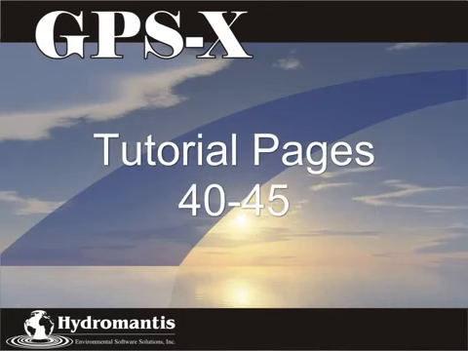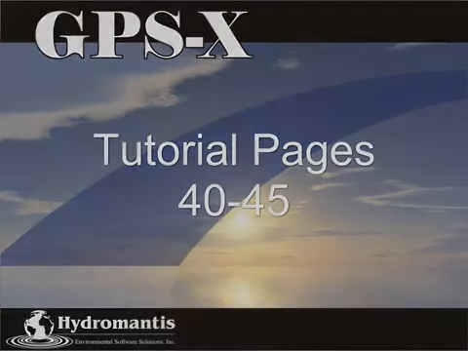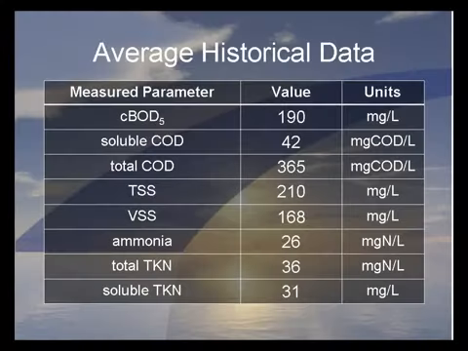This video follows the tutorial presented in the GPSX tutorial guide on pages 36 to 40. We are going to characterize an influent based on the average historical data shown here. We will do this using the GPSX Influent Advisor tool, which is built into the software. This data will be used as direct input as well as targets while adjusting some unknown stoichiometric ratios.